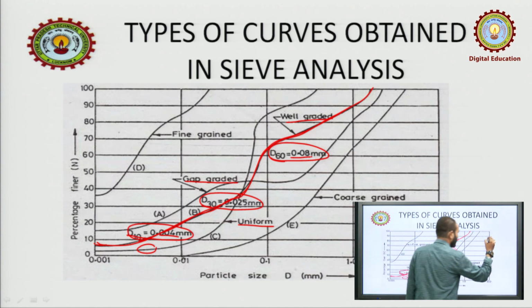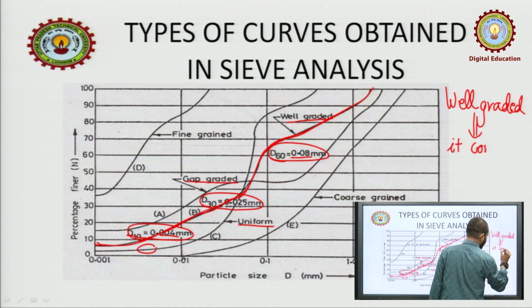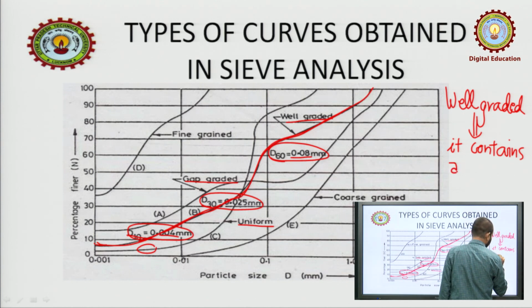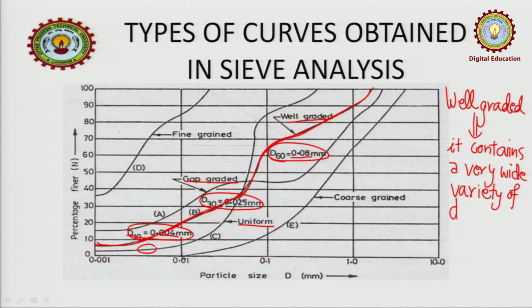Why well graded? Because it contains a very wide variety of different sized particles. So this is your well graded.